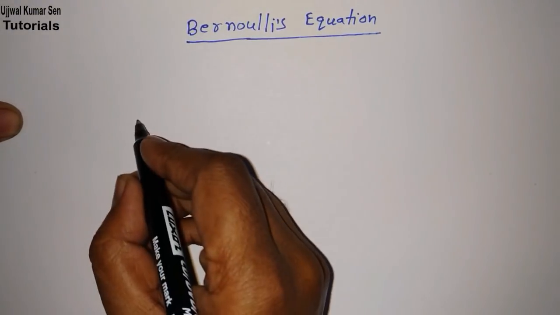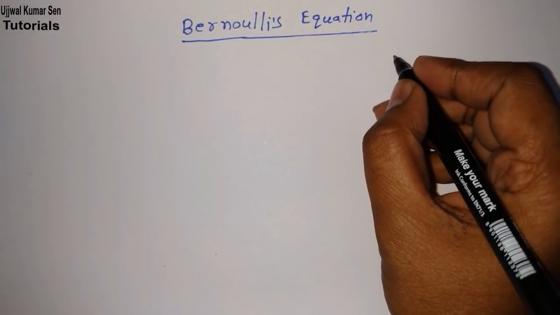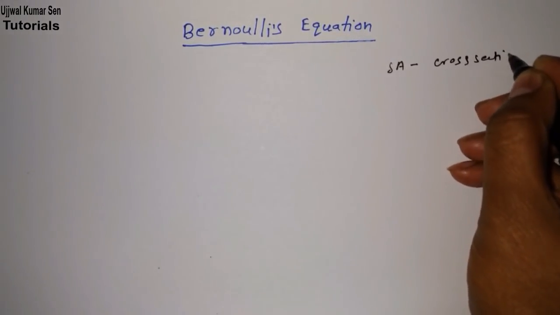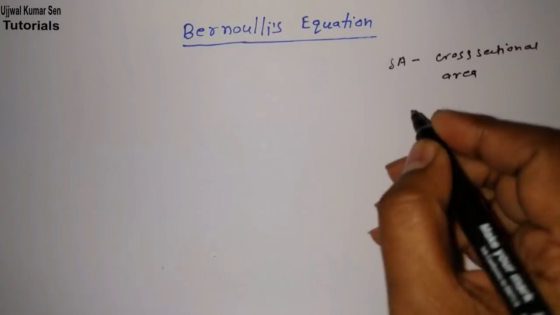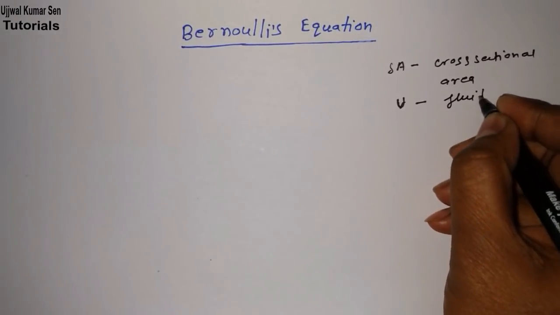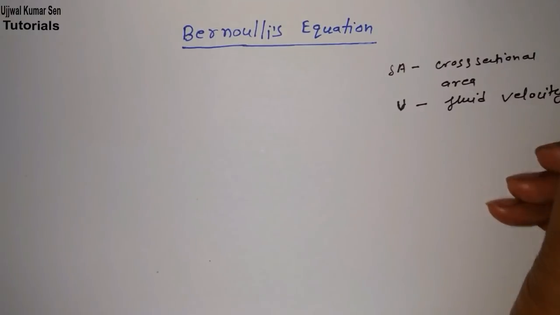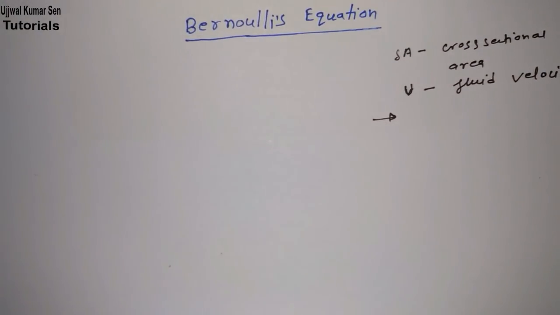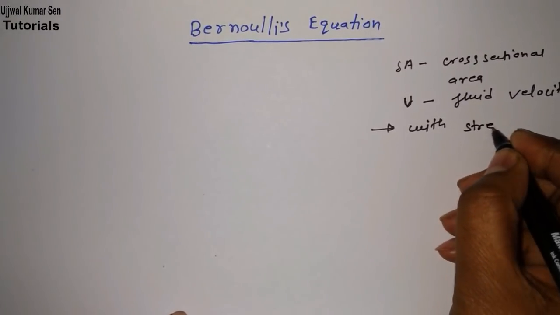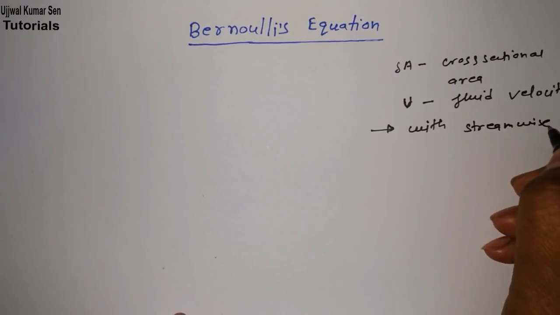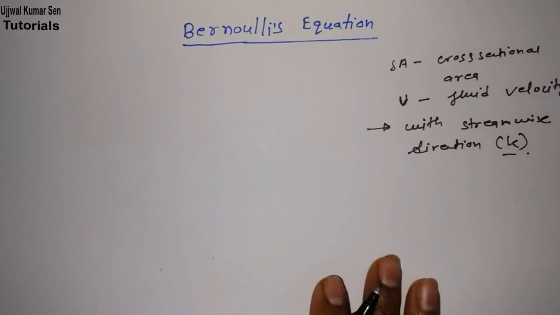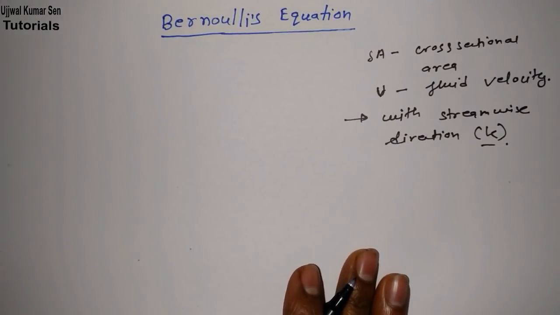Okay, so first of all, I am assuming a few things: delta A is the cross sectional area, and u is the fluid velocity. And of course another thing we are assuming is that we are going to derive this equation in the stream wise direction, and we are considering it as k. So these things we are assuming here in this derivation.